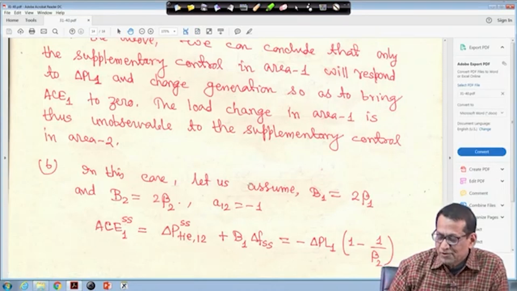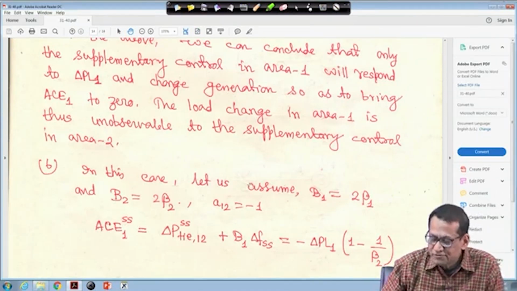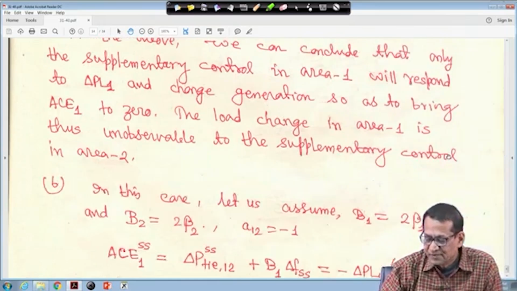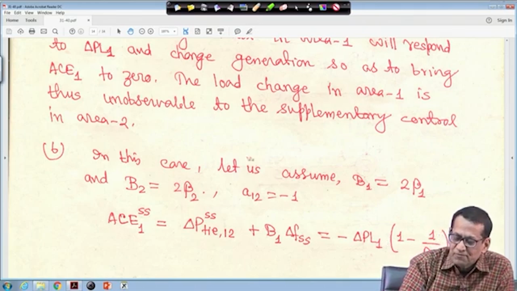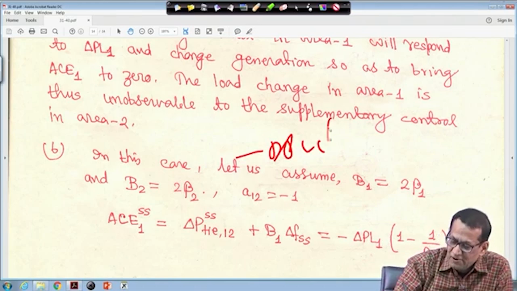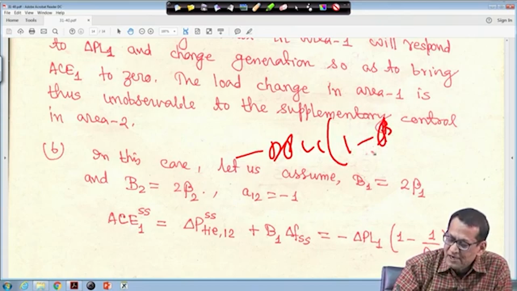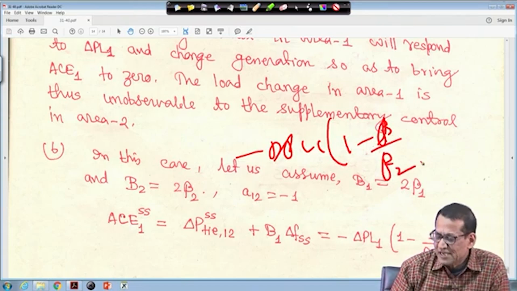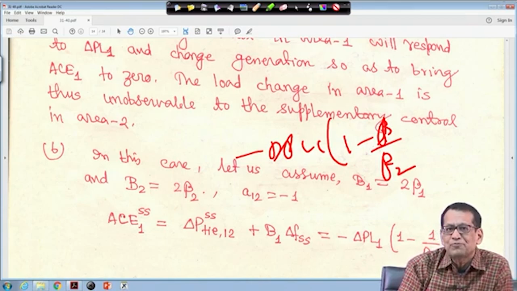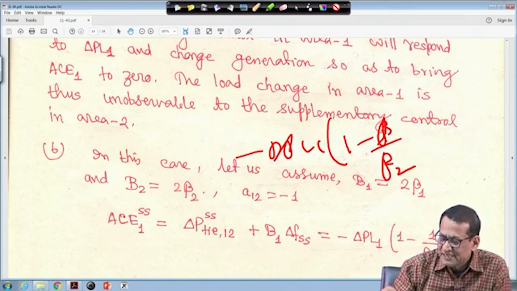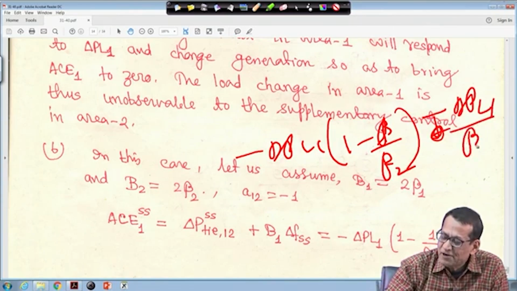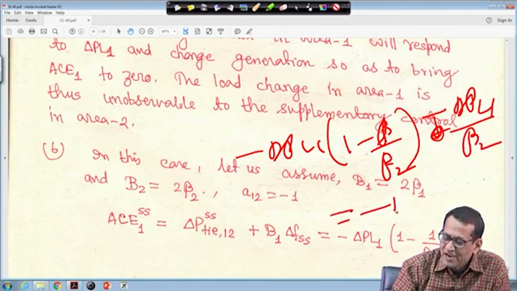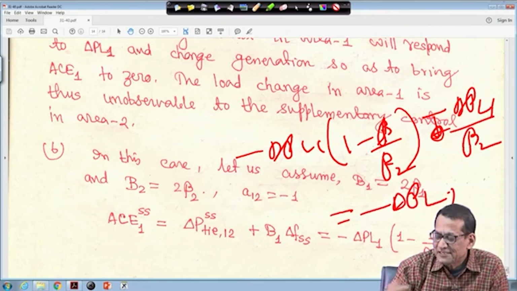This one, if we look into this, is minus delta PL1 times 1 minus 1 by beta 2, right. This is after simplification. So, I showed you how to make it. Then the other one for area 2, whatever we have seen, that is minus delta PL1 upon beta 2. If you add both, you will find that it is coming as minus delta PL1.